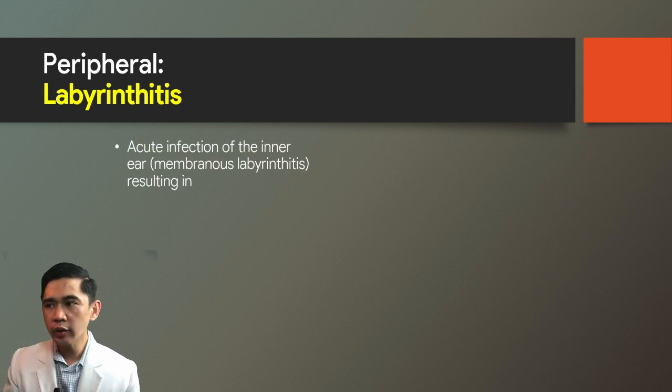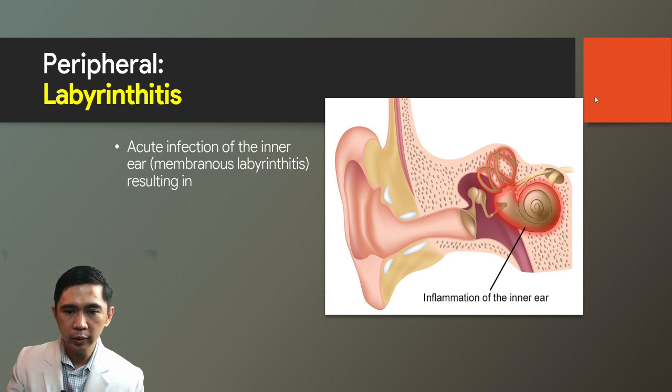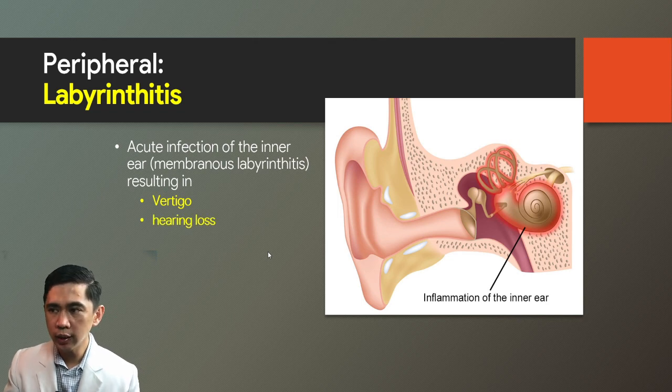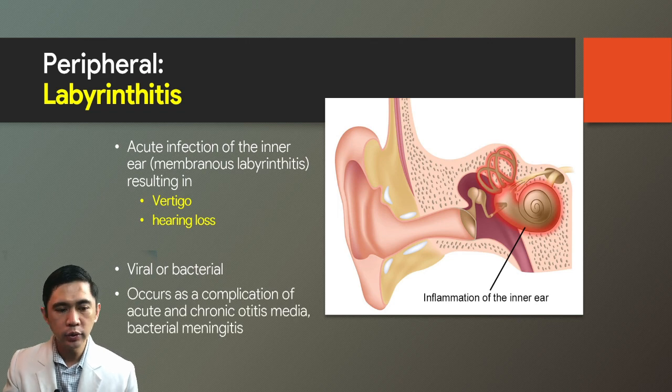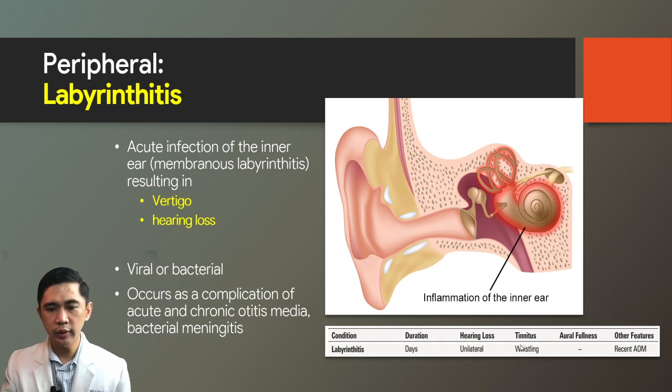Labyrinthitis is an acute infection of the whole inner ear. Sometimes we call it membranous labyrinthitis, resulting in inflammation of the labyrinth. The labyrinth is composed of the vestibular system and the cochlear system, so there will be vertigo and hearing loss. The cause is either viral or bacterial, and it usually occurs as a complication of acute or chronic otitis media or bacterial meningitis. The duration is usually days. There will be hearing loss, tinnitus, and a history of a recent acute otitis media.